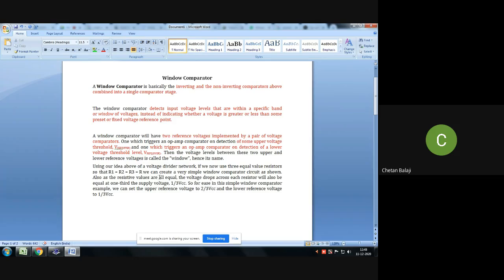Simple concept. If I take 1.5 to 3.3, if my input is less than 1.5, the output will be low. If the input is greater than 3.3, still the output is low. But if my input is in between 1.5 and 3.3, here I repeat, the output will be high.